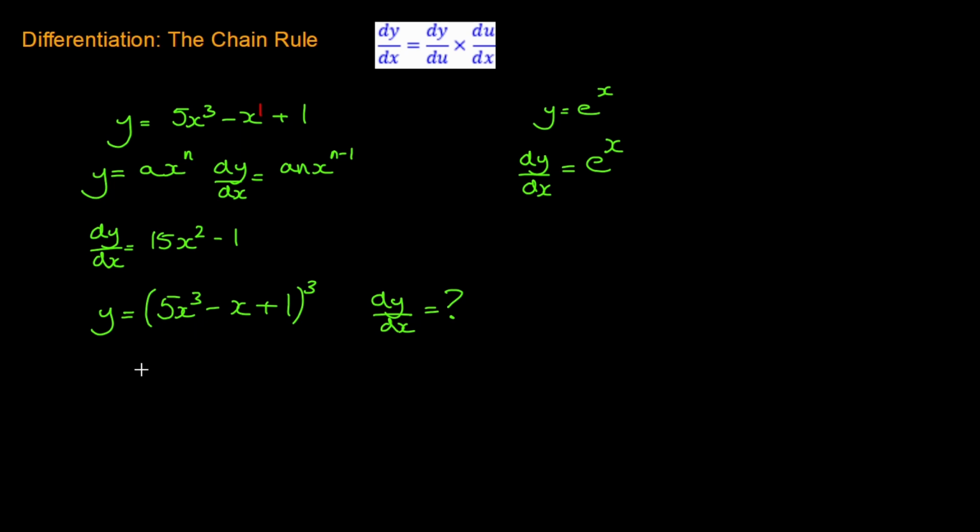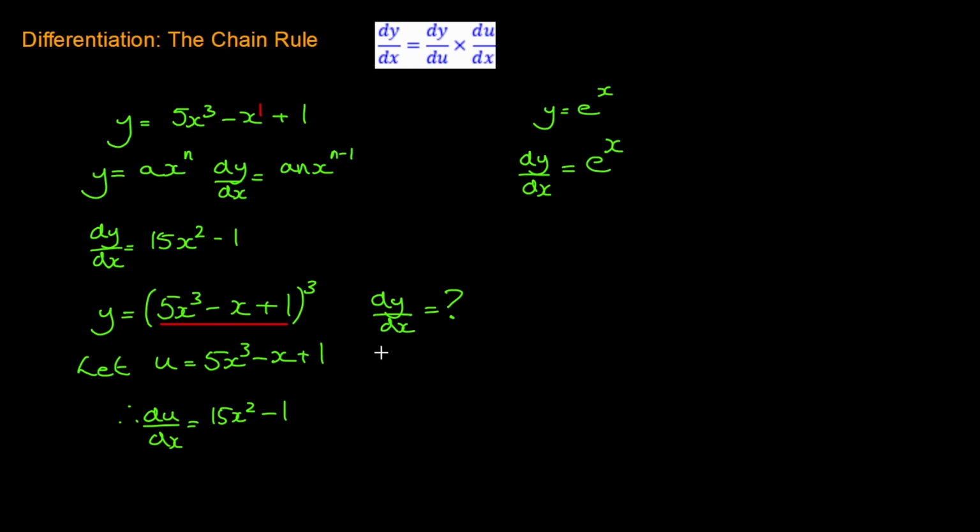And the chain rule uses a substitution. You can think of the 5x cubed minus x plus 1 as a sort of inner function, which is then cubed. So if we give this inner function a name by substituting u for it, for example, we'll get y is equal to u cubed. So let's write that down. Let u be the inner function. Now we've not got y here anymore, but we can differentiate u with respect to x. So therefore du/dx is equal to, well, it's the result we got up here, which is 15x squared minus 1.